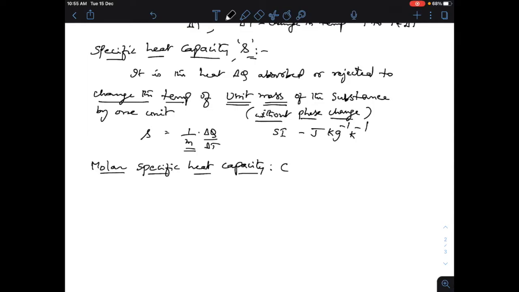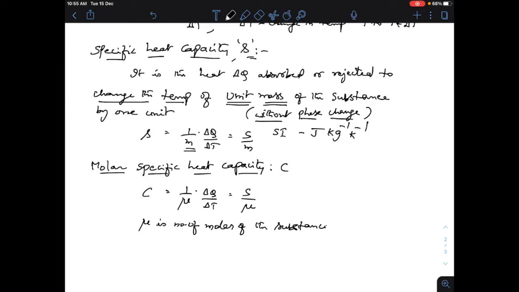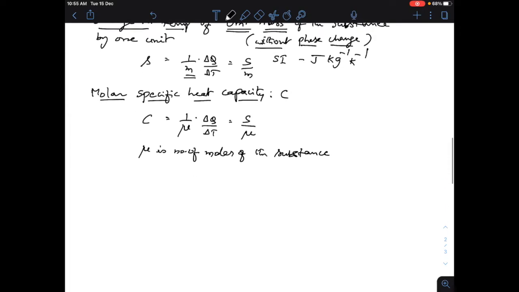So molar heat capacity C, we will write as 1 by mu, delta Q by delta T. So that is S by mu, where mu is the number of moles of the substance, that is, per mole of a substance.